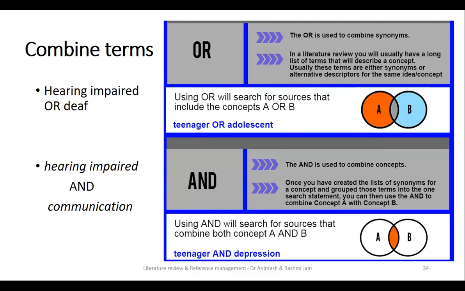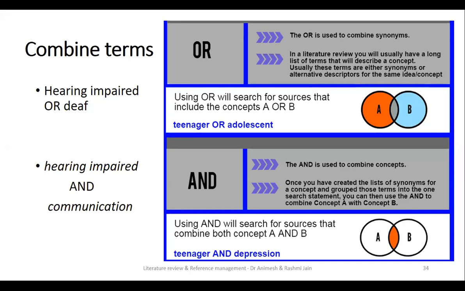Now, for example, when I use hearing impaired OR deaf, all the articles which have either hearing impaired or deaf mentioned in them, this search will return. Please remember, when I use these Boolean operators, I've used them in capitals. So OR has to be capital, AND has to be capital, NOT has to be capital. So it has to be hearing impaired OR deaf, and I will get all the articles which use either of them.